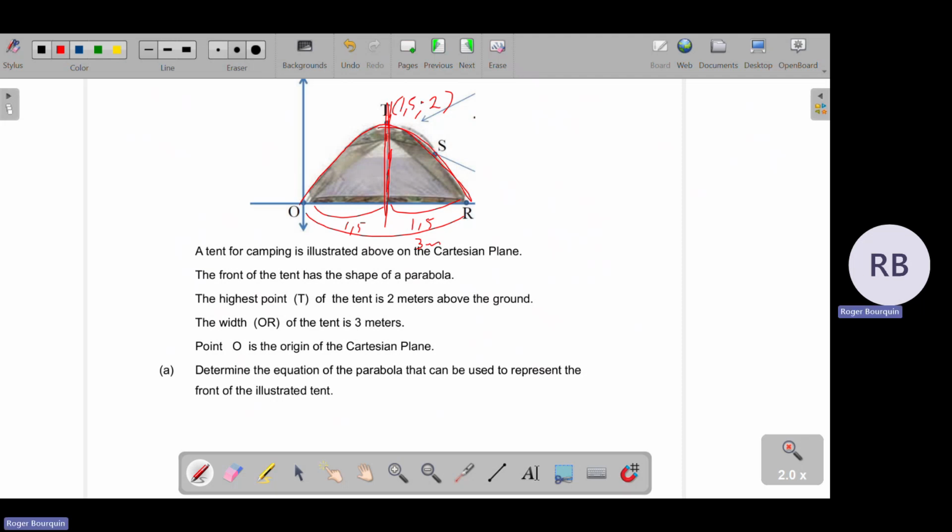Then it says to you, O is the origin, find the equation of this parabola. So now, you've got the turning point. If you've got a turning point, do you have another point? You do. You either can say it goes through the origin, or you can say it goes through this point, which is 3, 0. Either one will work. So, if you've got the turning point, what's the general formula we use for a parabola?